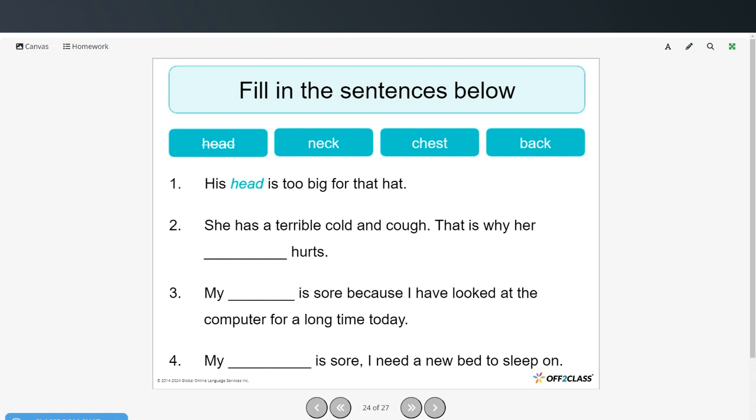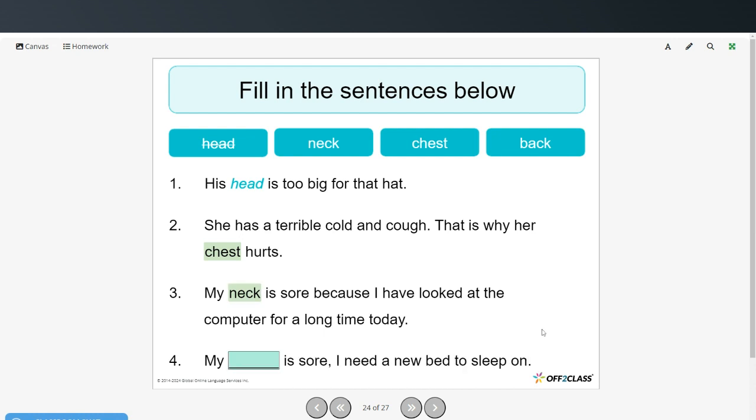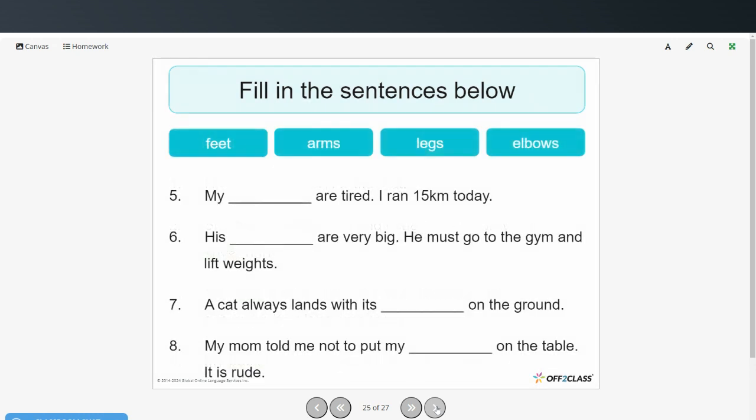So she has a terrible cold and cough. That is why her chest hurts. Number 3, my neck is sore because I have looked at the computer for a long time today. And number 4, my back is sore. I need a new bed to sleep on. Okay, again, you can pause the video, try these on your own, and then restart when you're ready to check your answers.